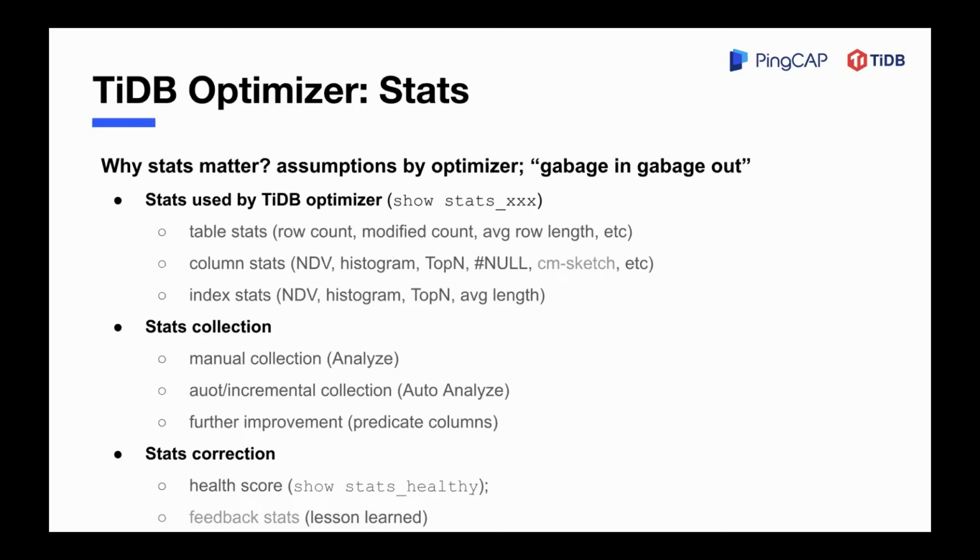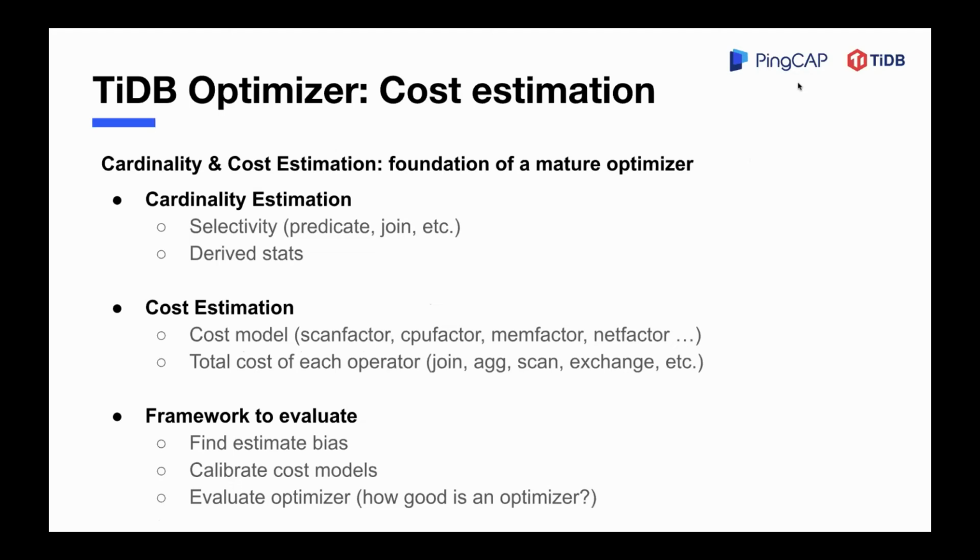You need to either manually run analyze to collect the stats or kick in the auto collection. Okay, then next is the cost estimation. Actually, this part contains two major components. The first one is cardinality estimation. The second one is cost estimation. You can think of cardinality estimation as fundamental because it's the input to the cost estimation. For cardinality estimation, we usually estimate the selectivity or filter factor of a predicate, either a local predicate or a join predicate.